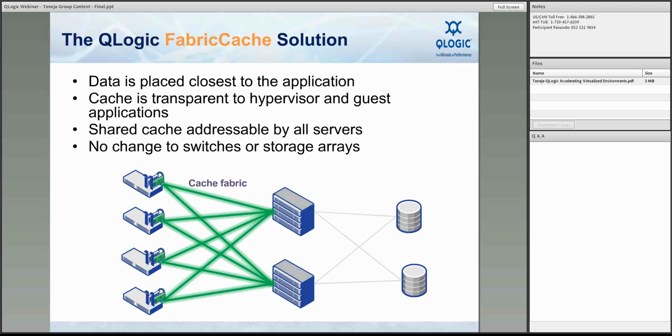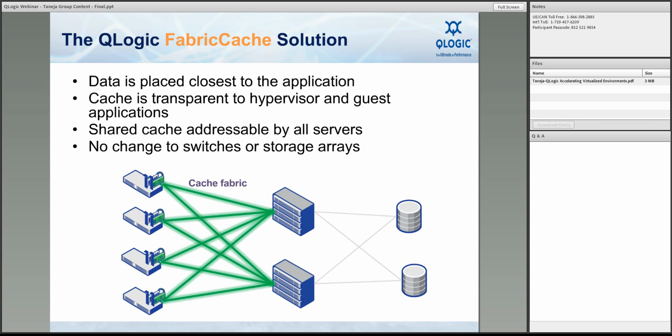As with all server-based solutions, caching data inside the server puts it closest to the application, minimizing any latency across the SAN, and any good solution would do this. What sets Fabric Cache apart from other approaches is its ability to be transparent to the hypervisor and guest OS. A transparent solution means the server and application aren't aware of the caching that's going on. All the application sees is faster data.